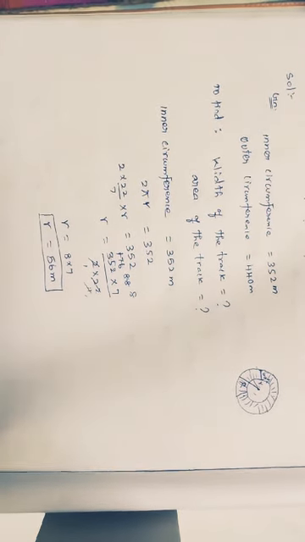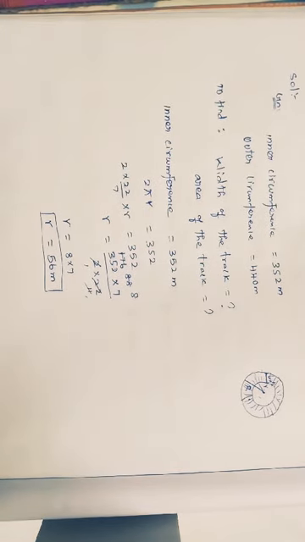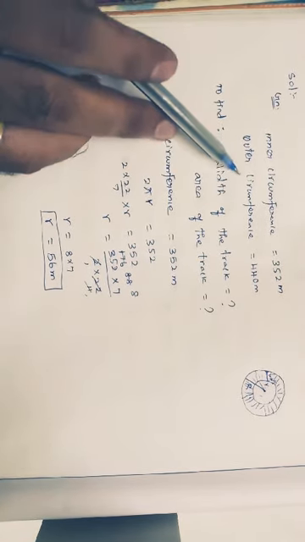Now we have found the smaller one. Next we are having the outer circle circumference, right? So outer circle circumference.